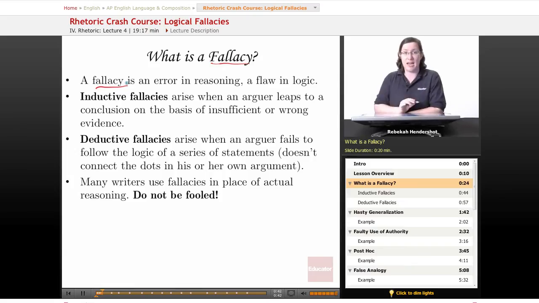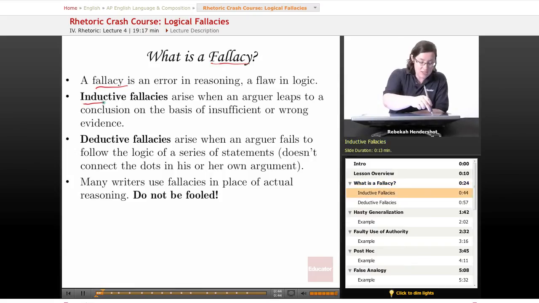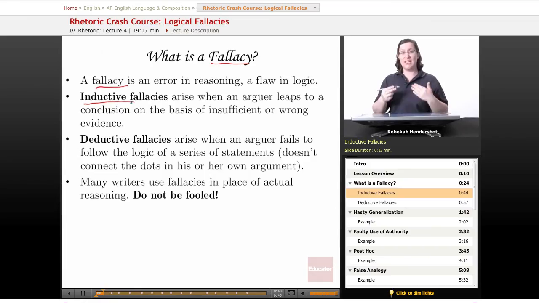Now, there are two major categories of fallacy. Inductive fallacies arise when an arguer leaps to a conclusion on the basis of insufficient or wrong evidence. He doesn't have the right evidence, he doesn't have enough, but he leaps to a conclusion anyway. It's an inductive fallacy. We'll look at some examples.